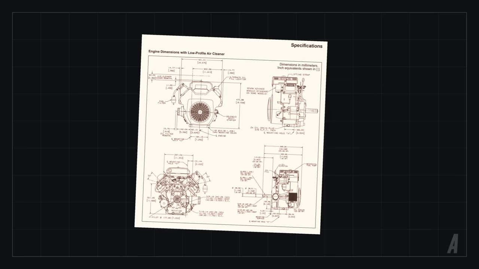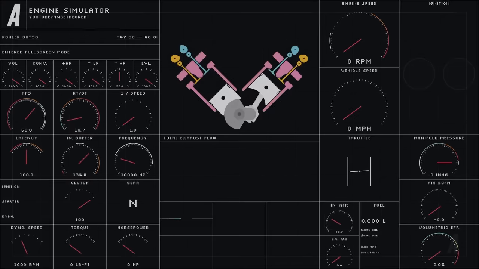Just to prove that it actually does work, I entered the parameters of this Kohler V-twin engine, and you typically find these things on sawmills or wood chippers and other industrial equipment. I'm very familiar with this particular engine in real life, and I can confirm that the simulation produces a very accurate replication of the sound, and the horsepower figures are pretty much exactly the same as in real life.